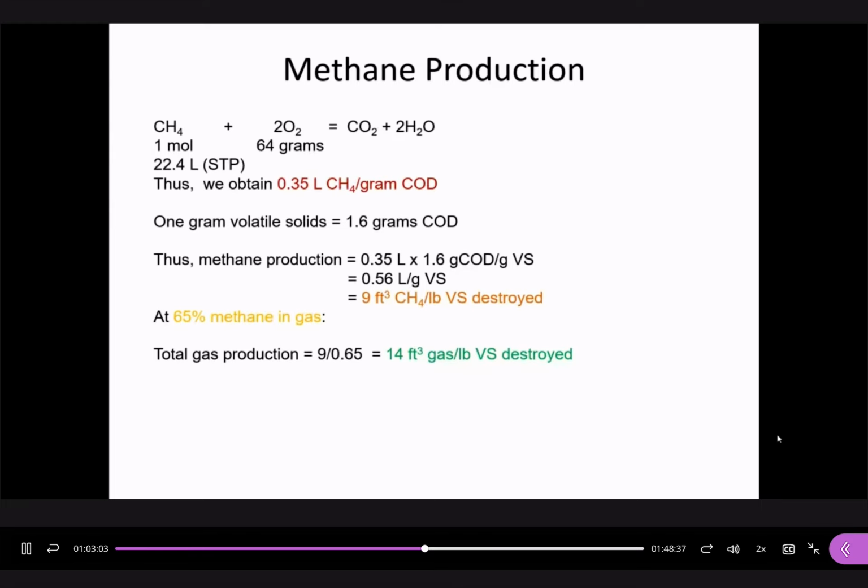In 1 gram of volatile suspended solids, you get 0.56 liter of methane. But of course, this is a theoretical value. If methane is only 65% of the gas composition, there could be some other gases, so the total gas production will be like this. But here you have different units, feet and pound. Someone asked me during the break whether there will be converting of units during the exam. The answer is no. You will not be asked to convert between international units and American units. That only appears in classroom practice problems and perhaps some of your homework, but not the exam. Okay, this is how much gas we get.